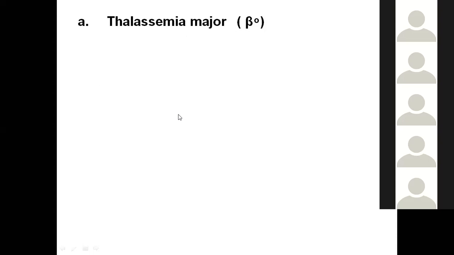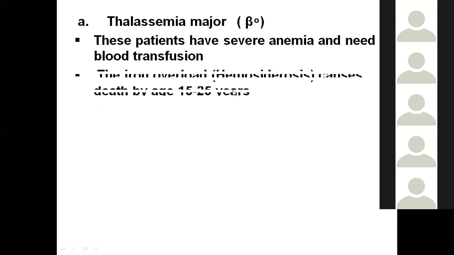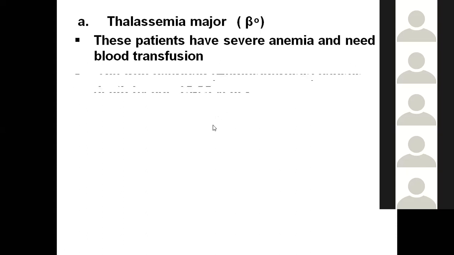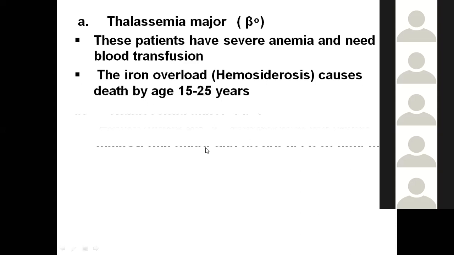All right. Then we come to alpha. Alpha thalassemia major. Now see this sign here, I told you we'll go on with the signs. Beta, not. Now these patients have severe anemia and need blood transfusion. For thalassemia major having beta, these patients have severe anemia and need blood transfusion. The iron overload causes hemocytosis and causes death by age 15 to 25 years. You know about hemocytosis, there is accumulation of too much iron in the tissues. Okay, that's hemocytosis. And then there is death by 15 to 25 years.